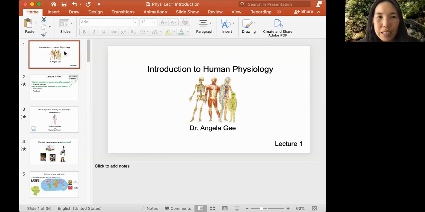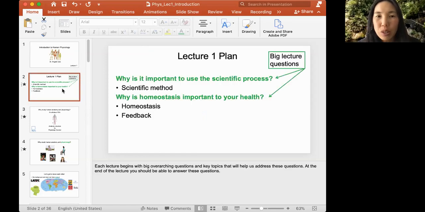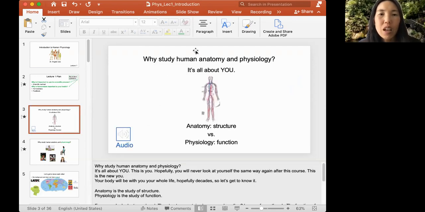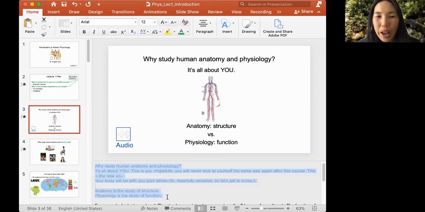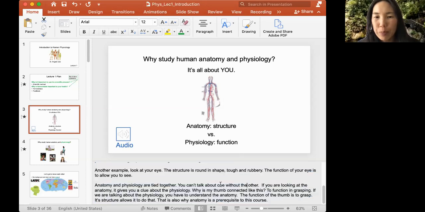The first slide is the title page. Then you'll see big lecture questions. These are the big overarching questions with the key topics that you'll be addressing in this lecture. Now you go through the content slides, and certain resources you have are audio files. So if you click play, the audio files are myself reading the notes that are actually provided here. So this is the script of the audio file.